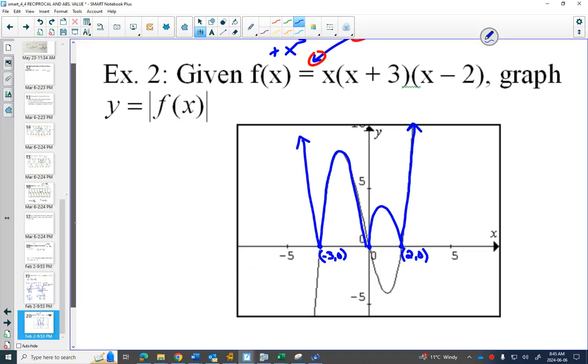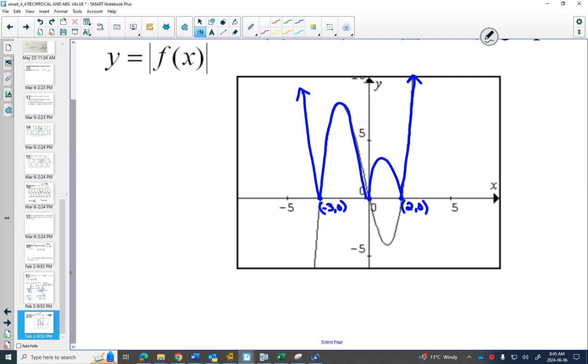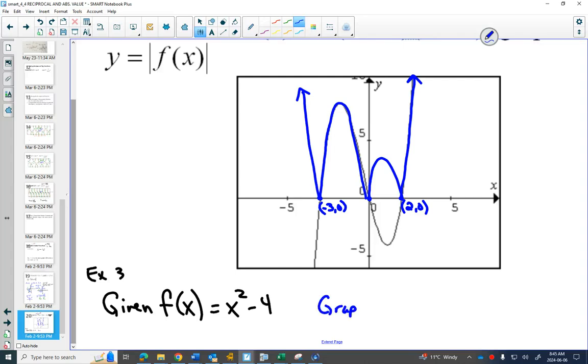We're going to do one more example, and that will officially end. So I'll call this example 3. Given f of x equals x squared minus 4, we're going to graph y equals the absolute value of f of x, minus 4.